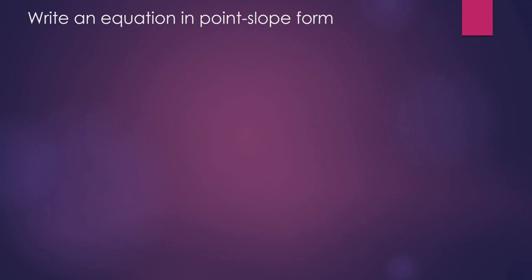Our last task is to write an equation in point-slope form, and we're going to do this from a graph this time. So I'm going to look at a graph where we have the point 2, 1 and the point 6, 4. So 2, 1, 6, 4. And that's the equation that I want to write into point-slope form.